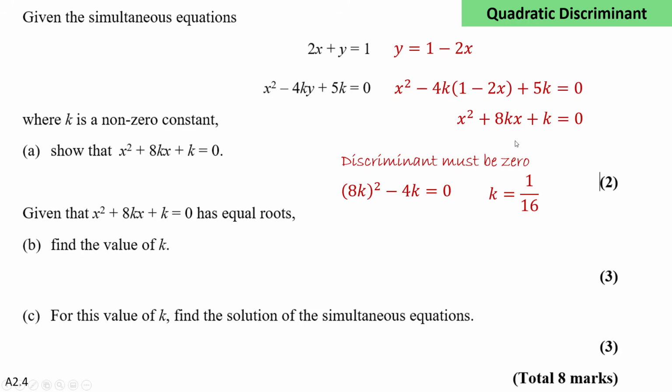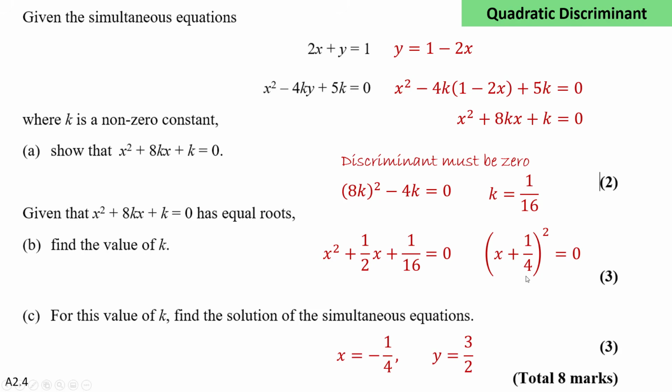We substitute this back into the quadratic for x to get x squared plus a half x plus 16 equals 0. This factorises to a perfect square, which you'd expect, given that there's equal roots. x plus a quarter all squared equals 0. So the solution to this is x equals minus a quarter. We substitute this value back into the linear equation to get the corresponding y value of 3/2.